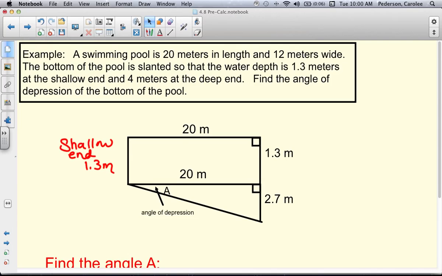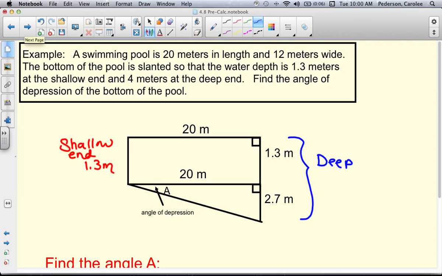The right side of this figure is the deep end. It has a distance of 4 meters deep. And then what I did is I constructed a rectangle and then a triangle. And this angle of depression is unknown. That's what we're trying to solve for. So we want to solve for angle A. How steep is the decline in this pool? So how do we do it? The inverse tangent. Do we agree?